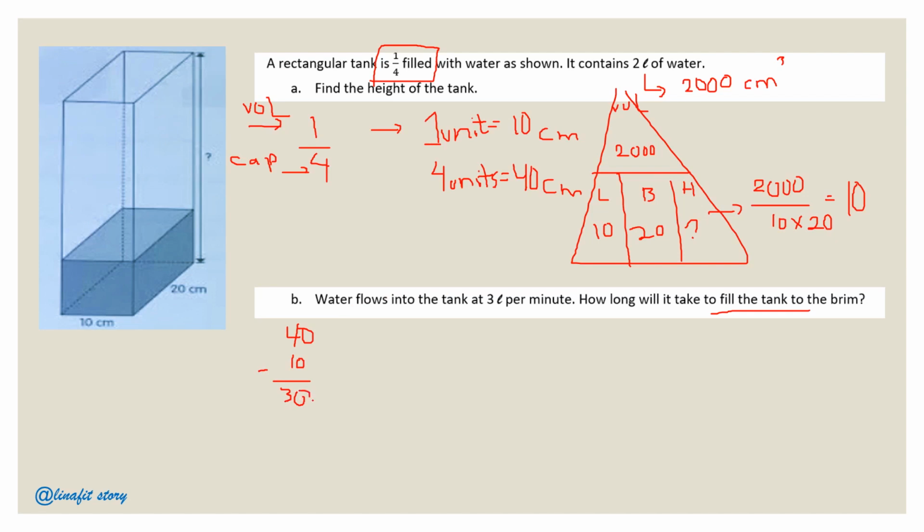Next, find the volume of tank to be filled. Length times breadth times height. So 10 times 20 times 30 equals 6000 cubic cm.